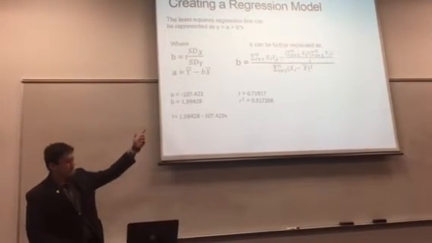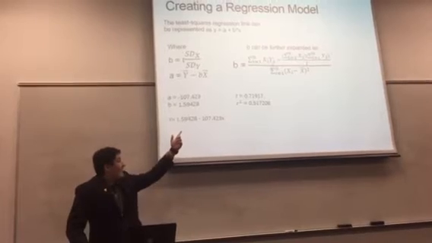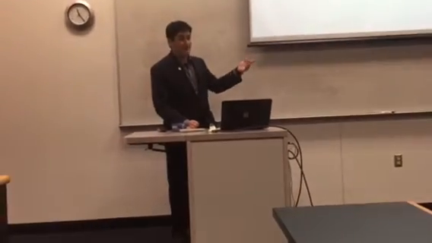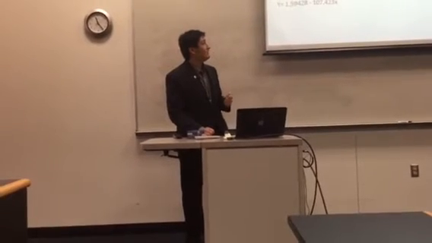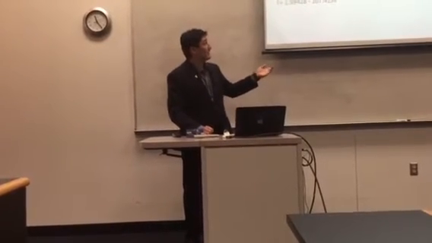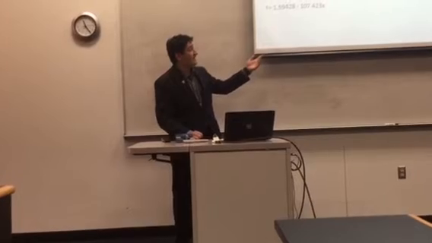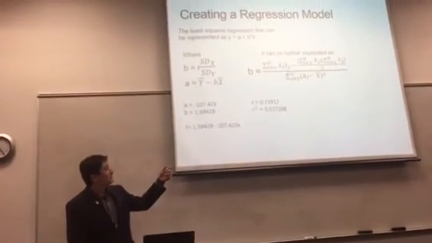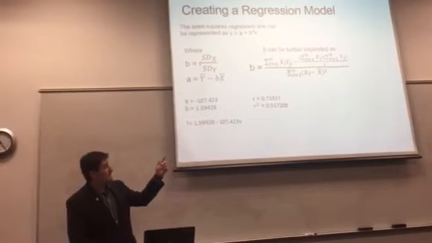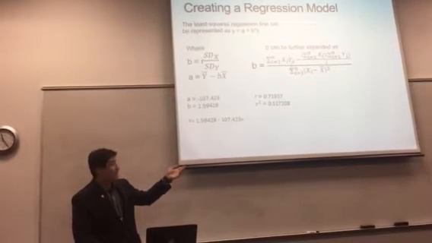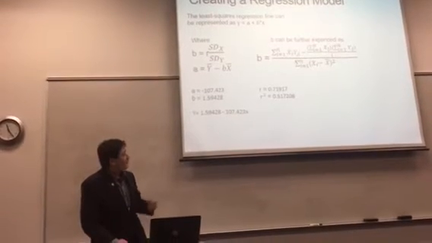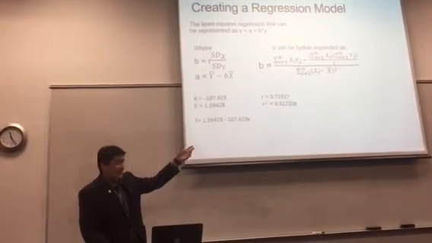Now b can further be expanded into this, which is the sum from 1 to the number of points, I had 17 points here, of the x's times the y's, minus the sum from 1 to 17 of the x's times the sum from 1 to 17 of the y's, all over the sum from 1 to 17 of the x point minus the average, squared.